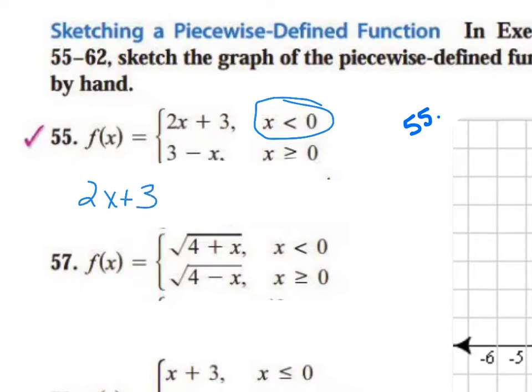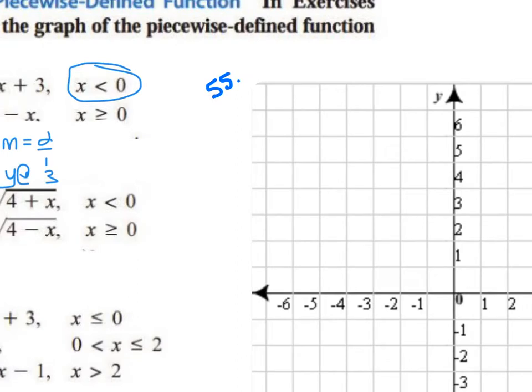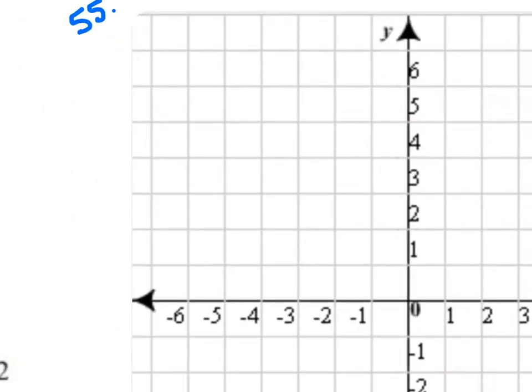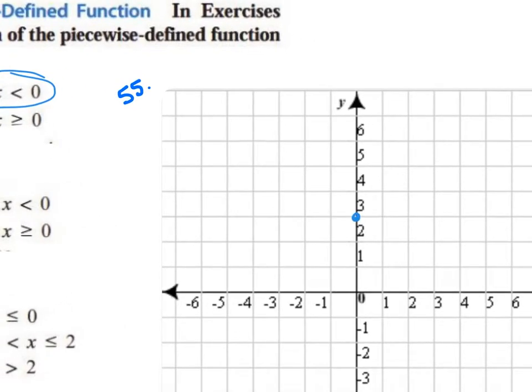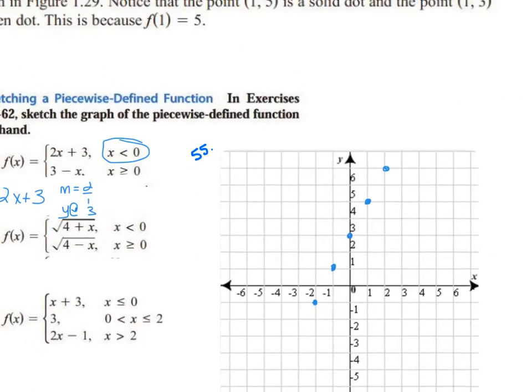Most of us could graph a line yesterday or the other day on our quiz. What is my slope for 2x plus 3? 2 over 1, so it's a positive line. And where is my y-intercept? At 3. So I'm going to go over here, and at 3, I'm going to put a point. And I'm going to graph this line. My slope of 2 over 1, it's positive, right? 2 over 1, 2 over 1. You guys agree with me?